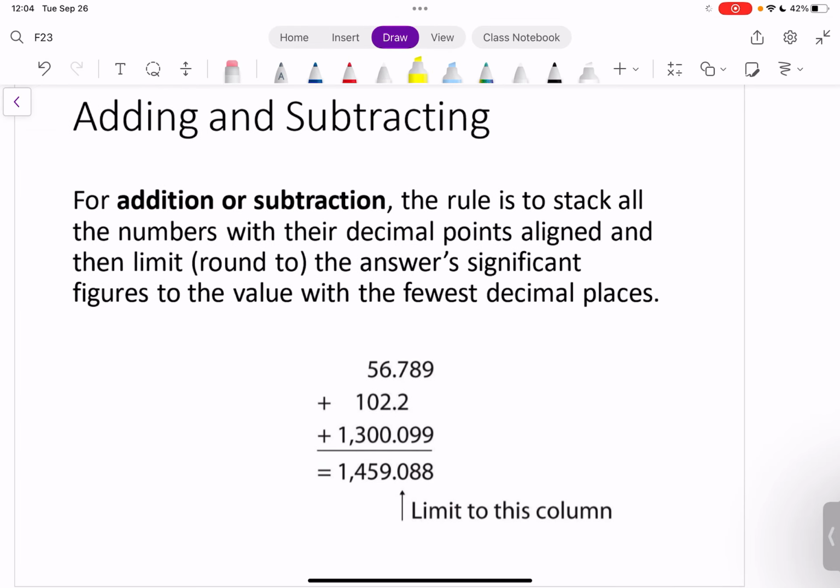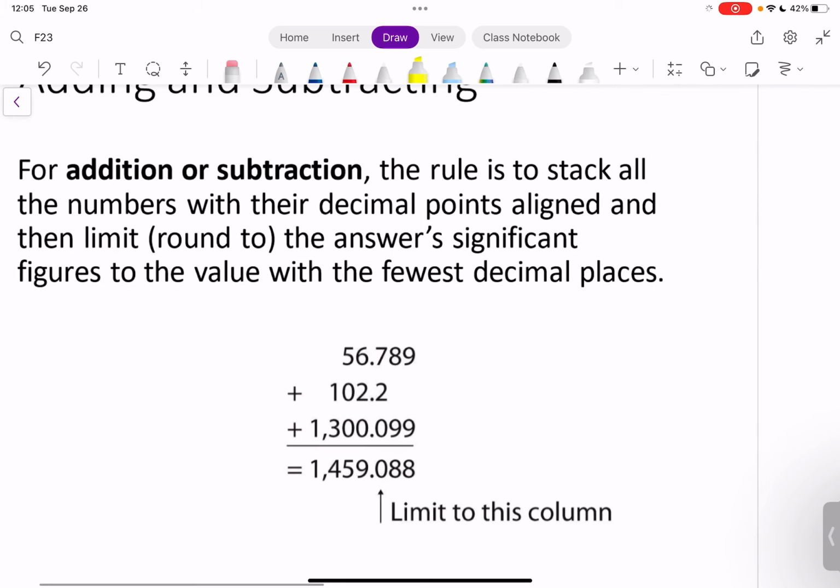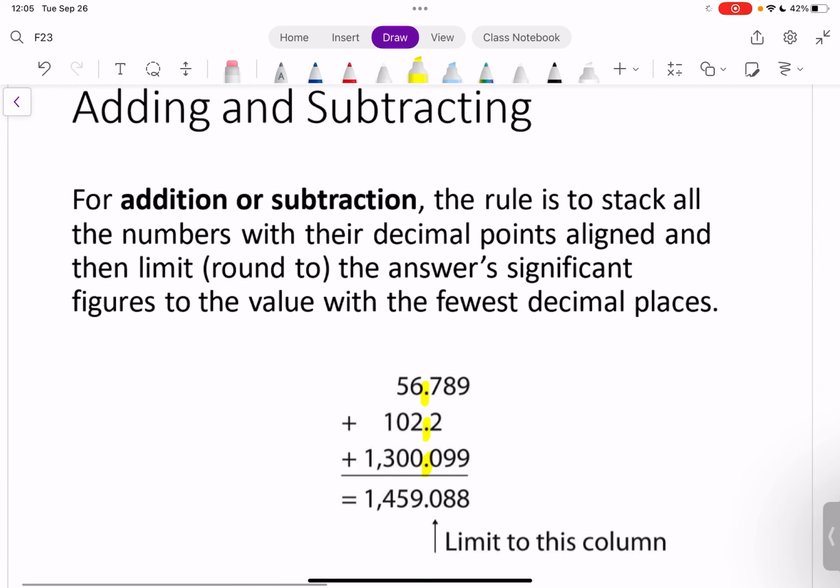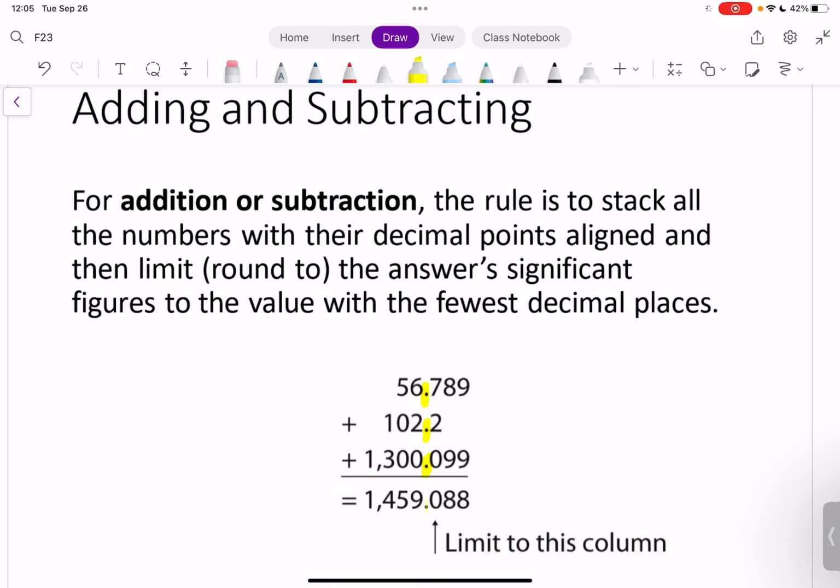All right, so we got a couple more rules for you. When you are adding or subtracting your measurements, so say you're in lab, you have a bunch of data points, and you need to add those data points up, we still need to take sig figs into account. So the rule here is you want to stack all of your numbers with their decimal places lined up. Okay, so see their decimal points lined up here. And then when you do that addition, you want to round to the lowest decimal place.